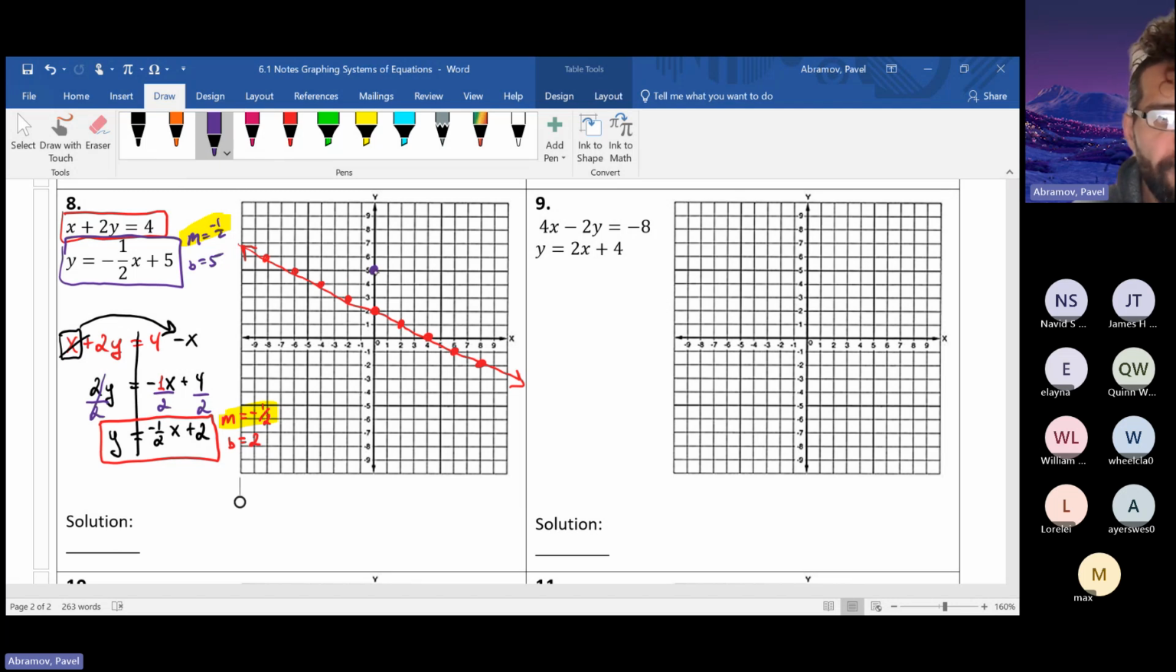So we're starting at 5, we go down 1, 2 to the right, using the slope. And after we graph the lines, we can see that these lines are parallel. We already knew that they were parallel because they have the same slope. And if the lines are parallel, they never intersect, which means there is no solution.